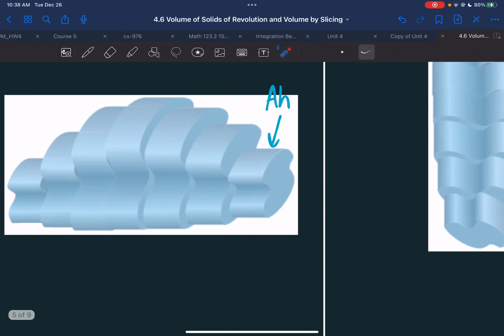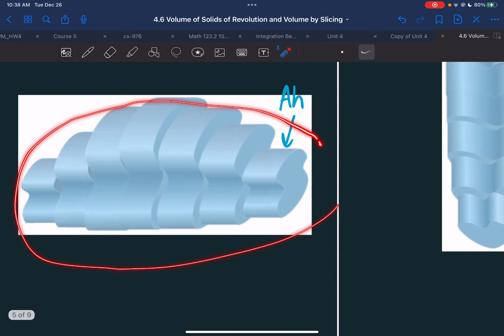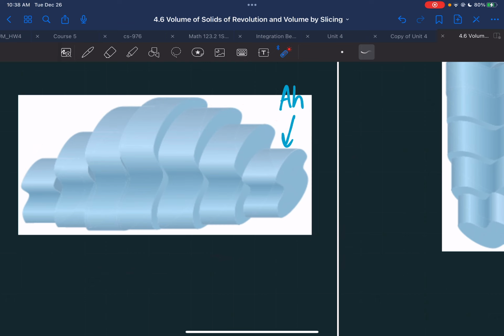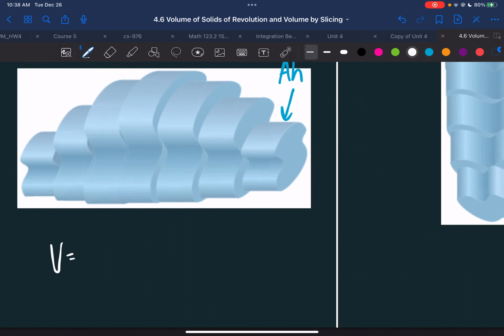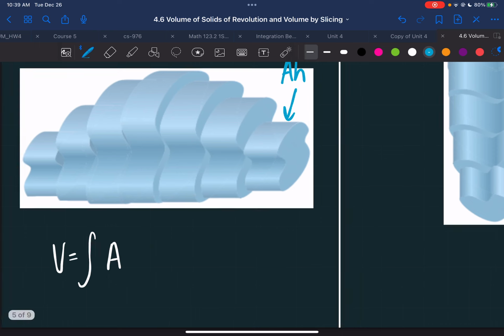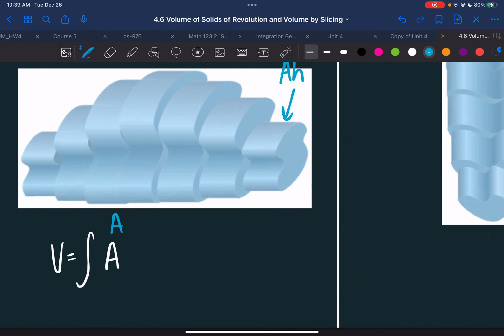Then once again, to obtain the volume of the entire solid, we just add up all of these A times h. And so, if we set that up, our volume would be the integral of the area multiplied by the height, starting from the leftmost point to the rightmost point.